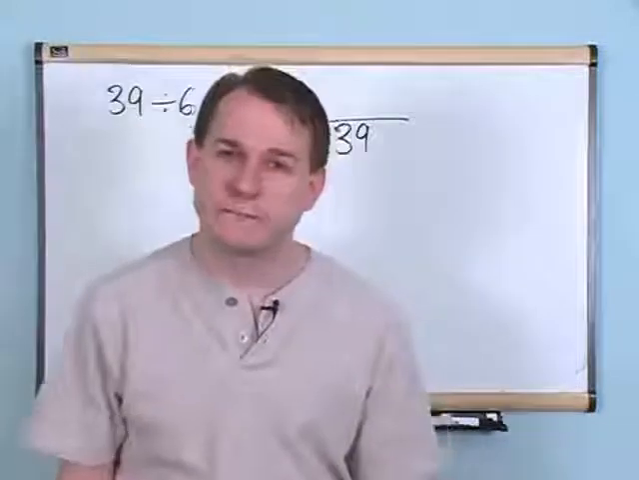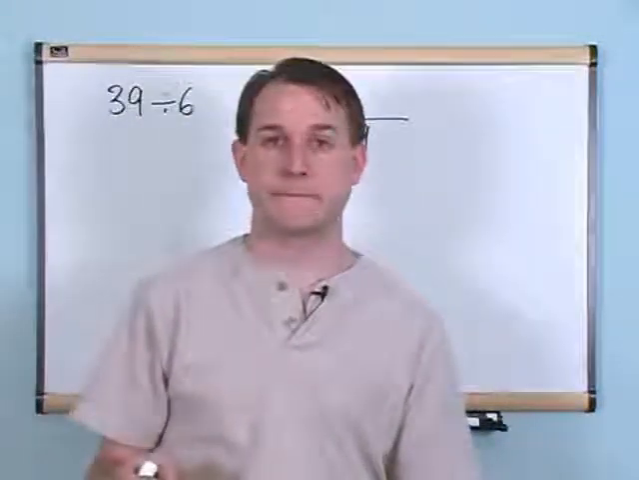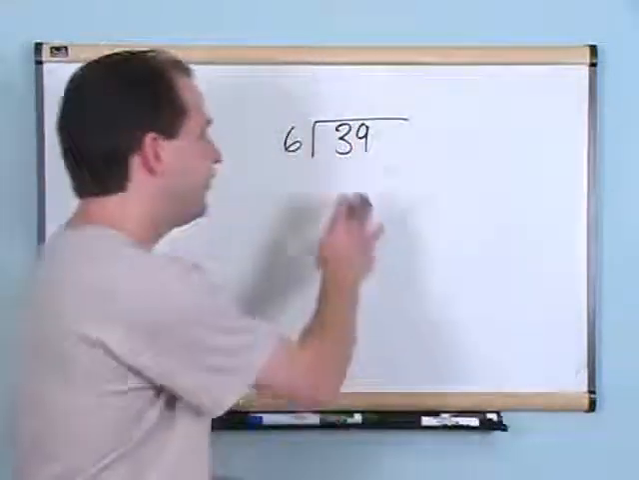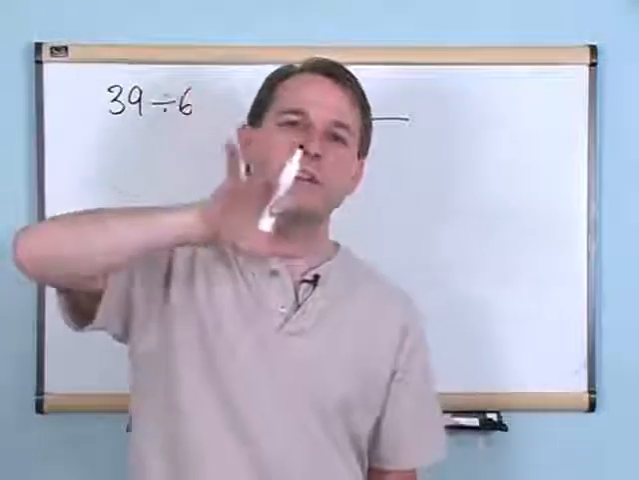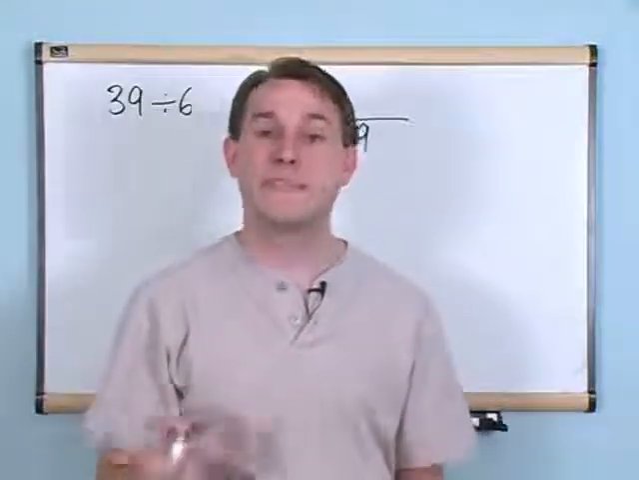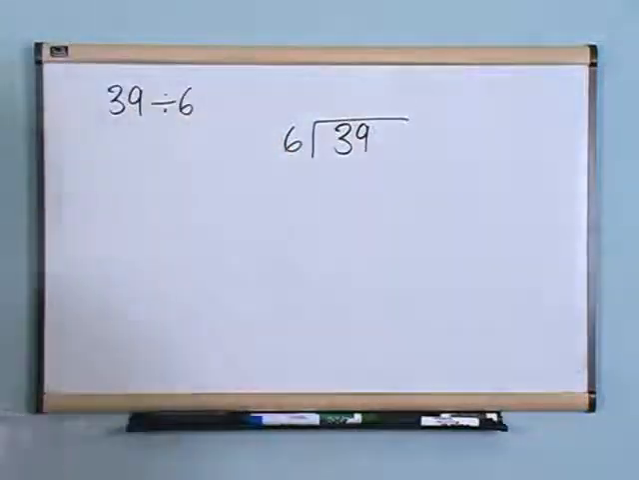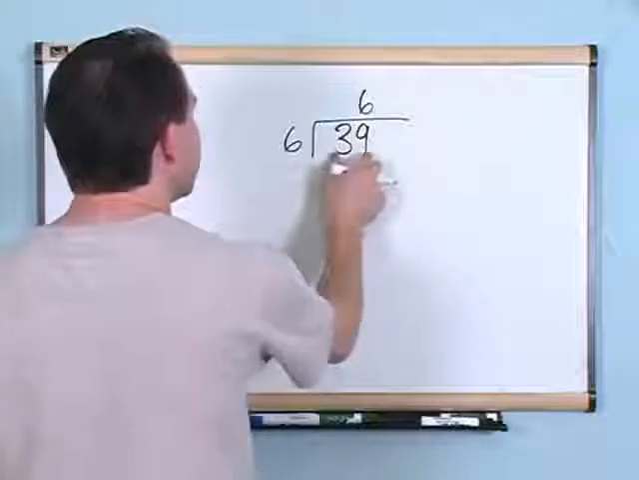6 times 7 is going to give you 42. That's too much because we only started with 39. So we don't want that one. We want to get just close enough, but not too much. So 6 times 6 gives you 36, and that is the closest we can get. So we're going to put a 6 over here because we're dividing into 39.